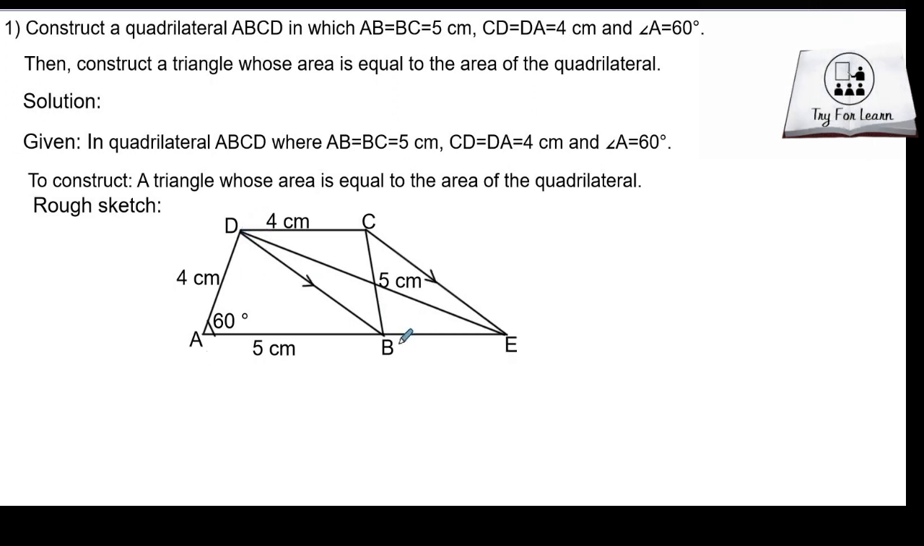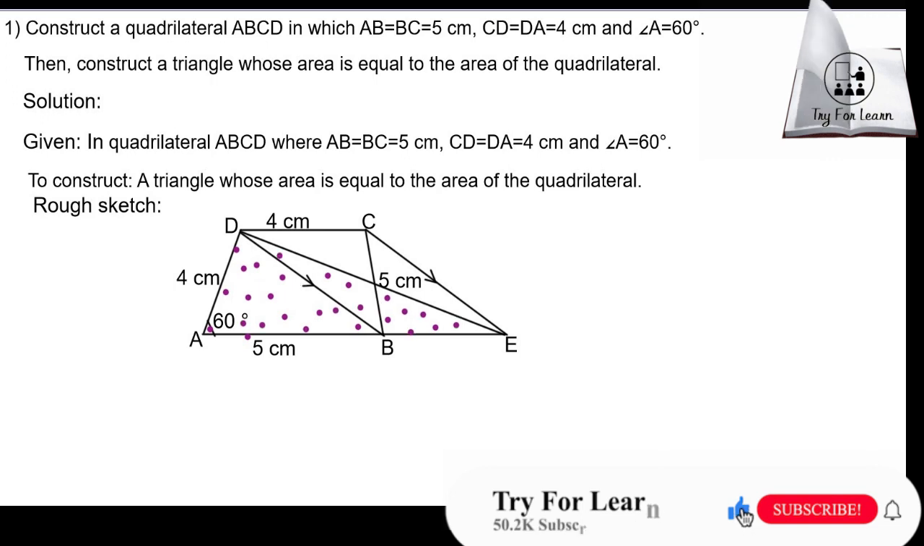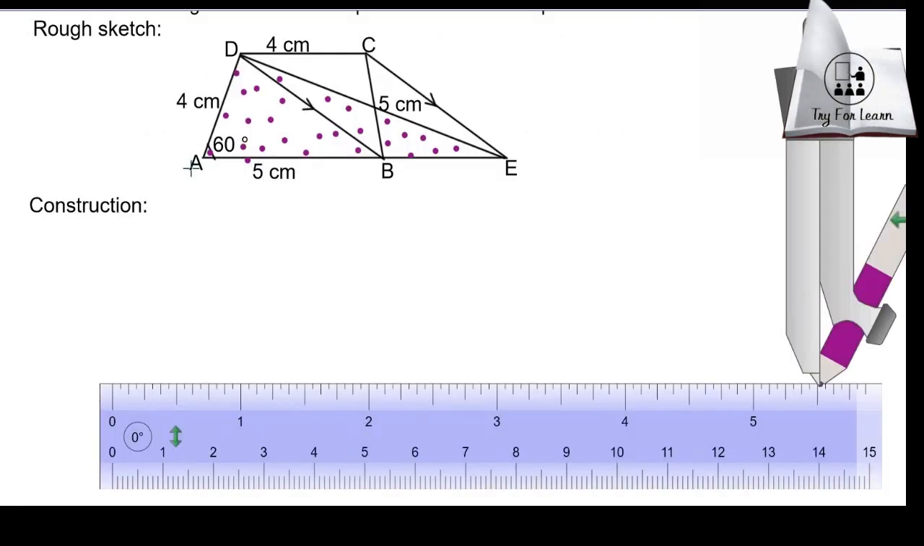After joining DB, we will draw CE parallel to DB, and by joining D and E, we will get triangle DAE whose area is equal to the area of quadrilateral ABCD. This is the rough sketch. Now, with the help of this rough sketch, let's do the construction.